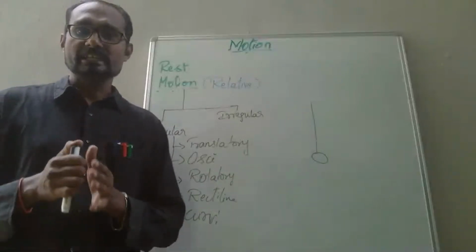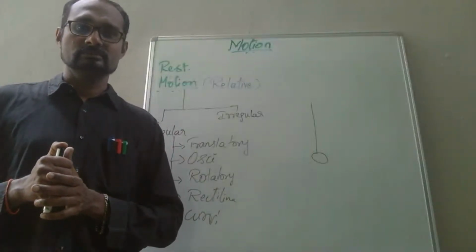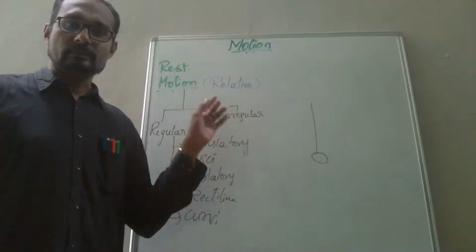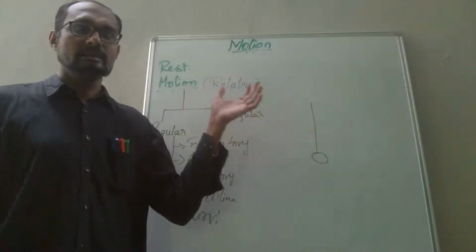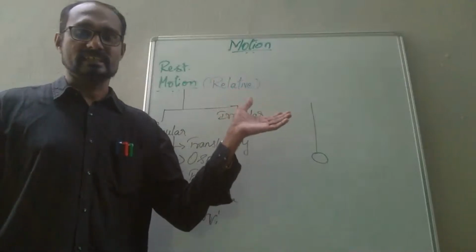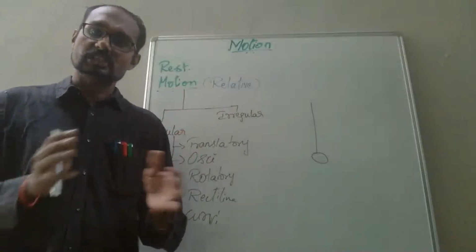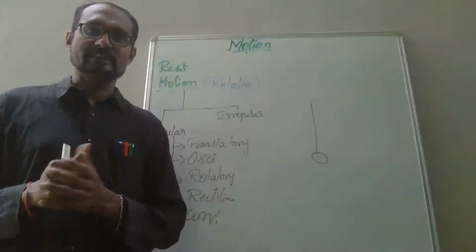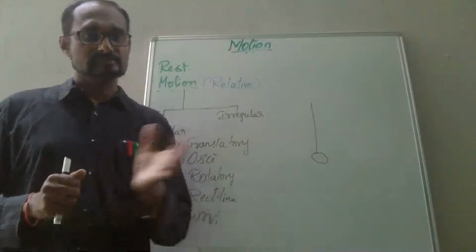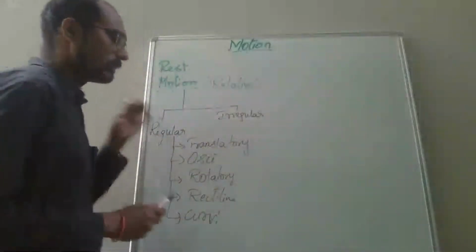Now, what is the meaning of this word motion? When do we say an object is in motion? Very simple. We said if the position of the body is not changing with respect to its immediate surroundings and it is not changing with respect to time, that object is at rest. If the position of the body is changing with respect to its immediate surroundings and it is also changing with respect to time, then we say the object is in motion.